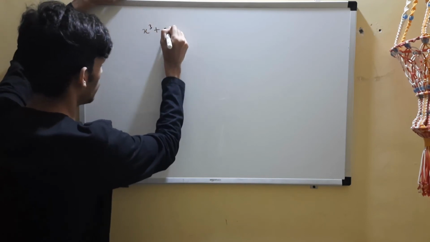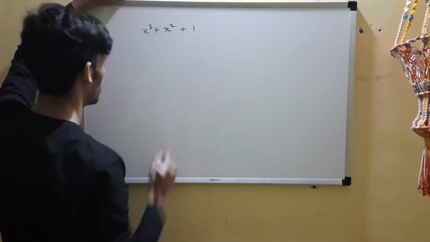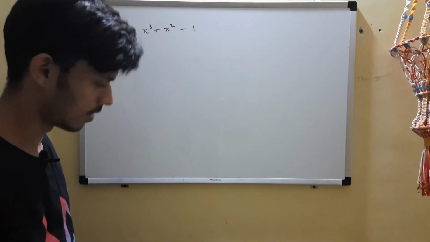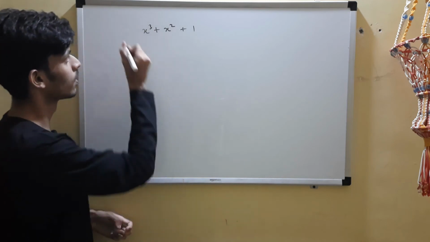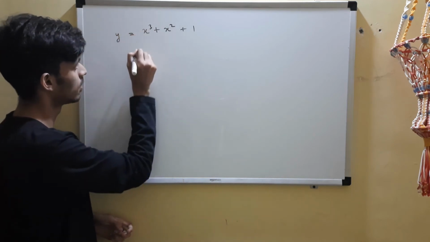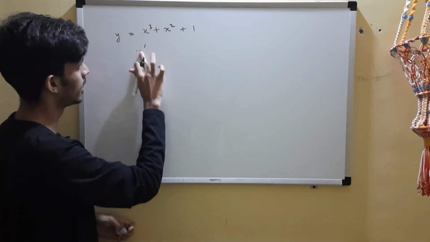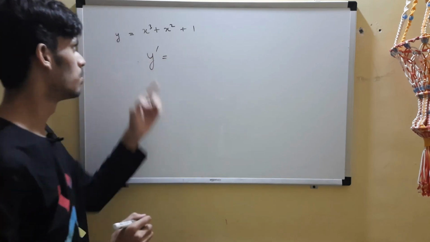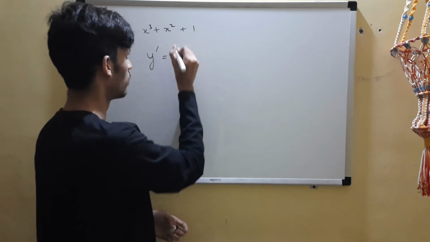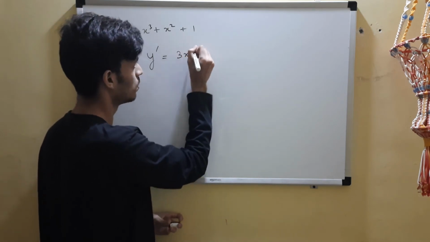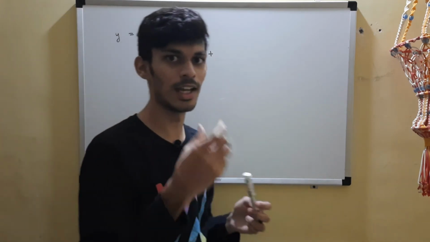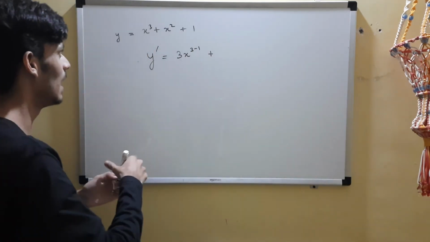x cube plus x square plus 1. You have to find the differentiation of this. You have to differentiate it. We'll choose y equal to this, so you have to find y dash. Am I writing too small? Y dash. So x to the power n, you can see that format, gives n x raised to n minus 1. Now these are in addition, so you take the derivative one at a time and add them all.